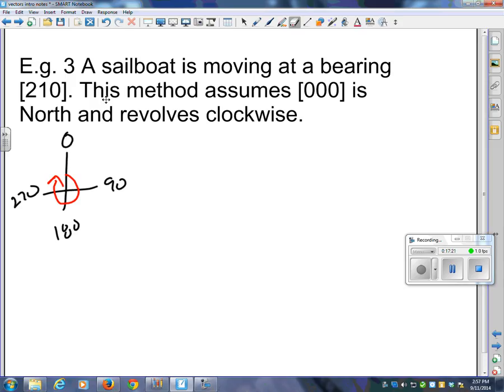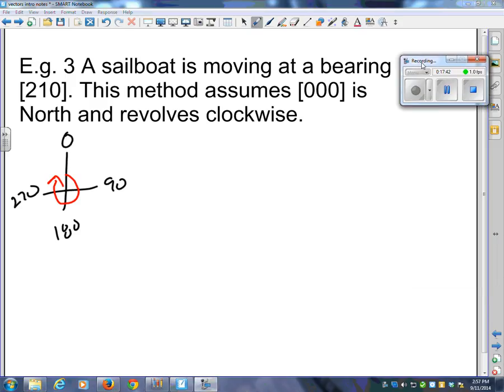Okay? So a sailboat moving at a bearing, we call this the bearing method as well, a bearing of 210. I got into the habit of putting bearings in square brackets just out of convention. It's kind of a little thing that I do. So if you see square brackets like this, that means bearing method. So we're heading in a direction of 210. Which direction is 210?